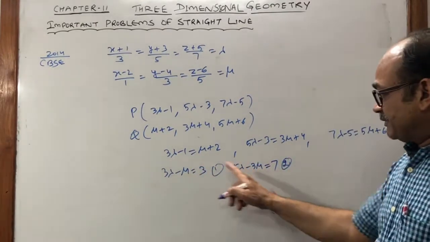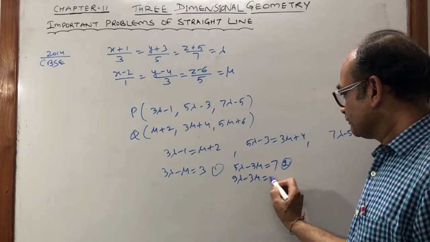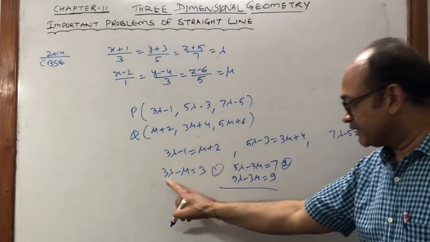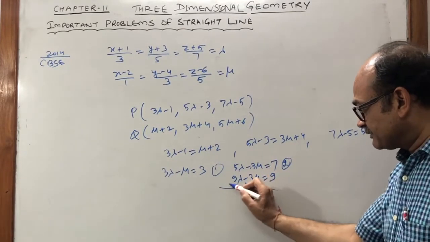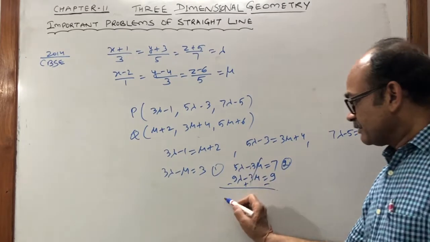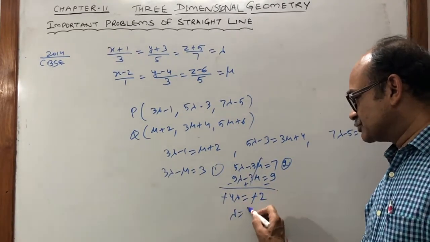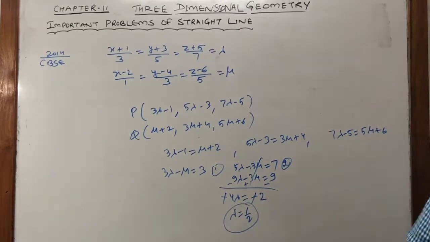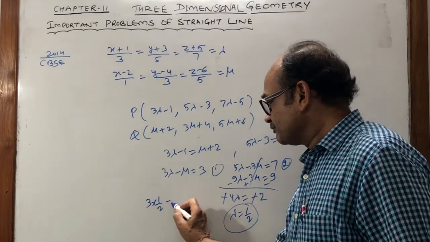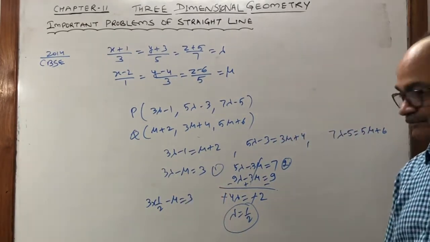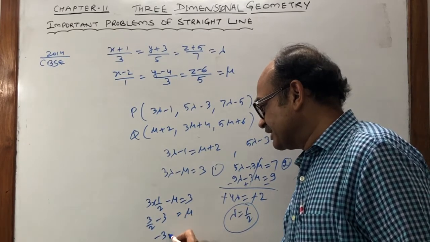3 times, if you multiply the first one, 9 lambda, 3 mu equal to 9. Multiplying by 3, 3 and 3. Signs are same, we can subtract. What we are getting: minus 4 lambda equals to minus 2. Hence lambda equals to half. When lambda equals to half, we can substitute here: 3 into half minus mu equals to 3, or mu equals to 3 by 2 minus 3, that is minus 3 by 2.